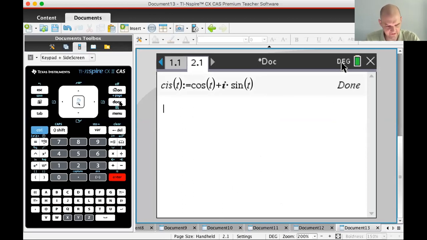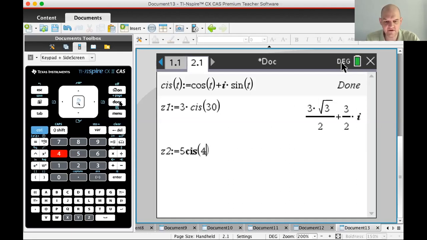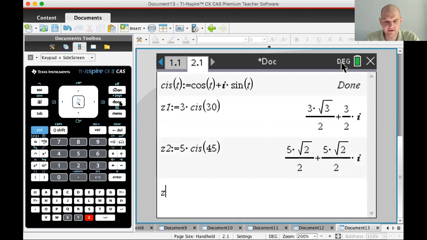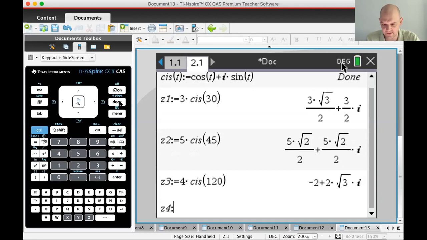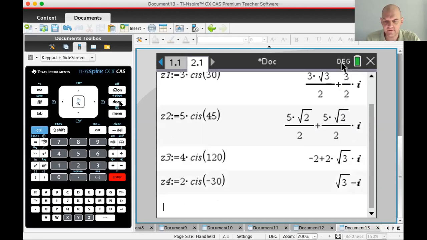All right, here we go. I'm going to define all of them. z1 is 3 cis 30. z2 is going to be 5 cis 45. z3 is going to be 4 cis 120. So you should be trying this. You should be trying to keep up. You won't be able to unless you're typing. If you're not typing, there's no chance.